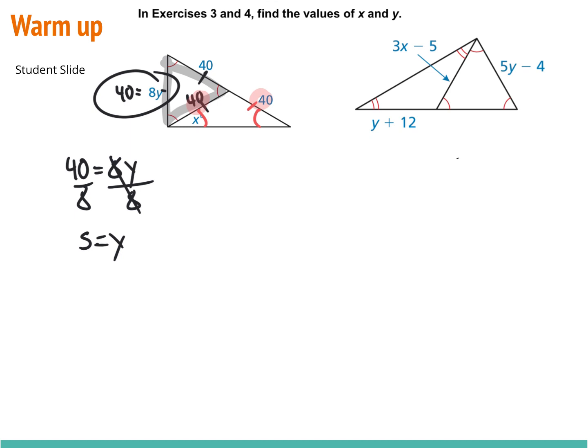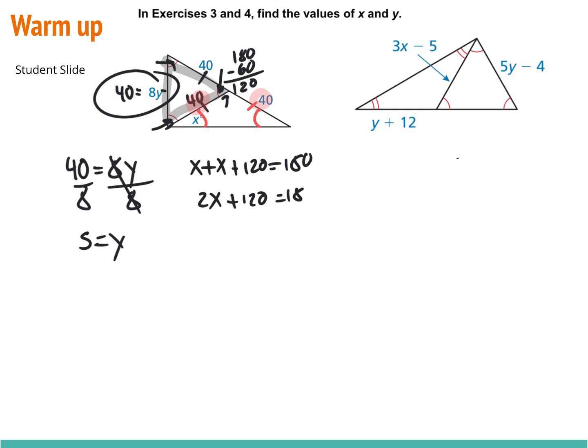And then for x, we have to get this angle first, and we do 180 minus 60, and we get 120. We subtract 60 because those three angles are 60. So we say x plus x plus 120 is equal to 180. 2x plus 120 equals 180. We subtract 120 from both sides, and I get 2x is equal to 60. Divided by 2, divided by 2, and we get x is equal to 30.